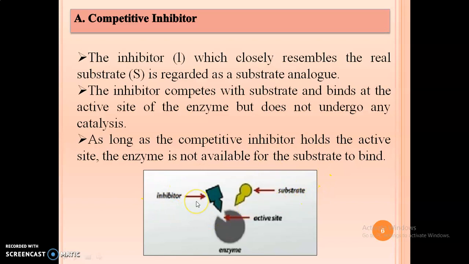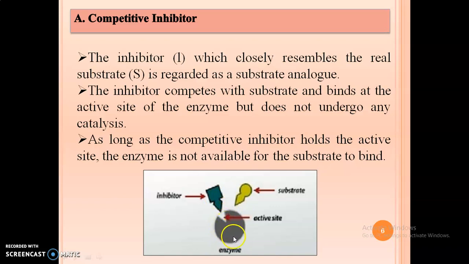Why is there a competition? As your inhibitor is similar in structure to your substrate. Now, the inhibitor and substrate have similar structure, and if that is so, it is known as a substrate analog. Yes, your inhibitor is similar in structure to your substrate, that is, a substrate analog, and thus it competes for the active site on your enzyme.